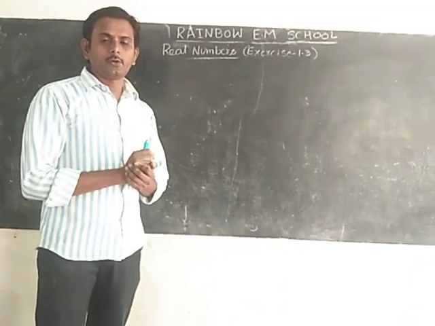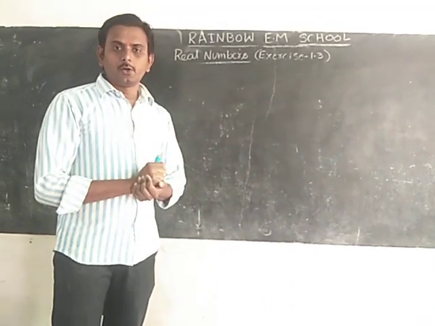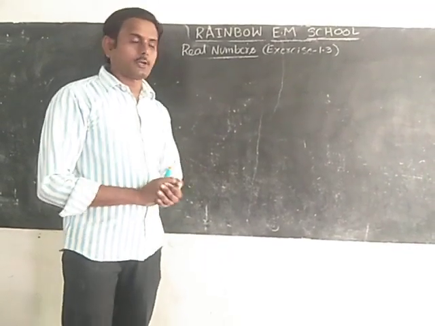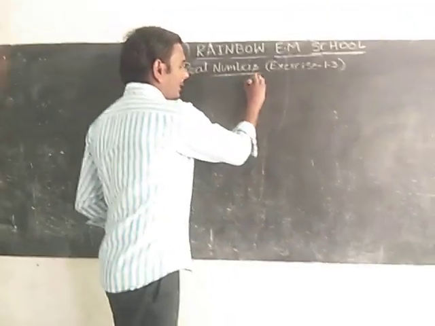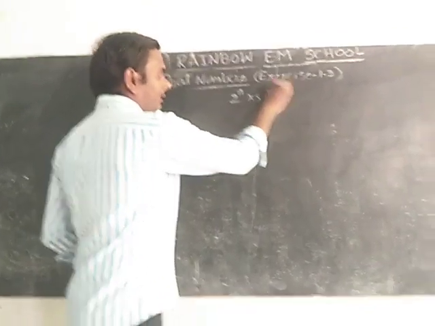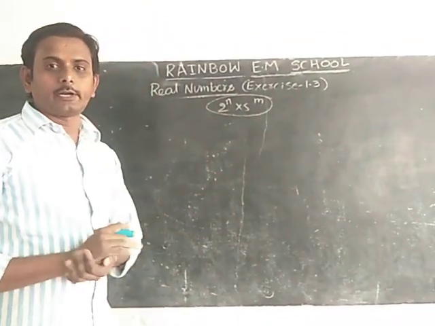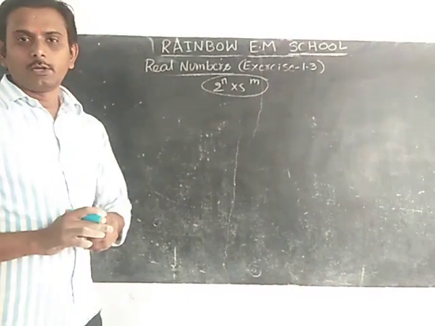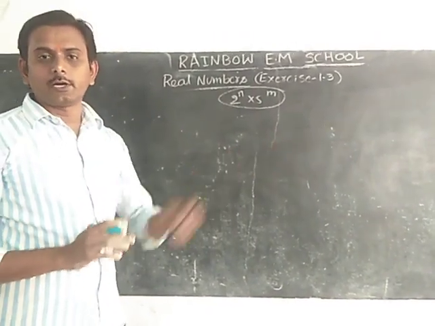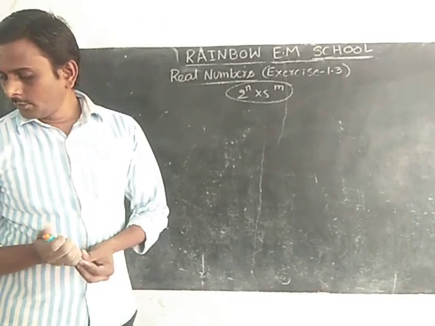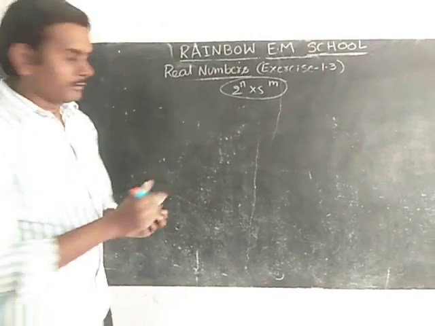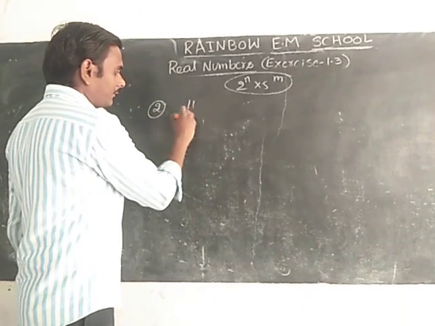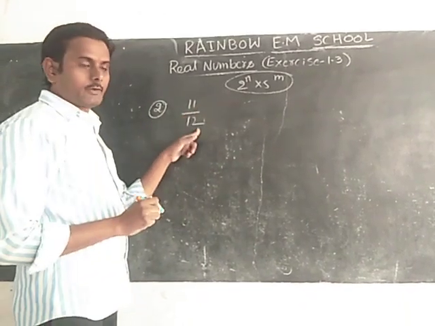A rational number is given to you. Whenever a rational number is given, we can identify whether it gives a terminating or non-terminating decimal by following the 2 power n into 5 power n form. We check whether it is available or not at the denominator place, and we can conclude that it gives a terminating decimal or non-terminating decimal. Shall we see one example? 11 by 12.